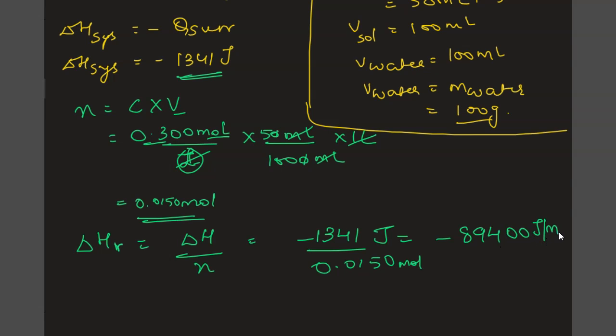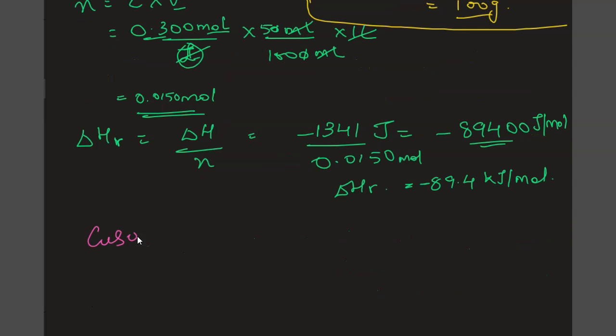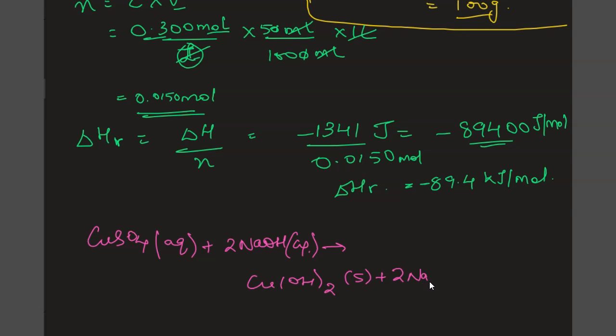89400 joules per mole. If we want to make it smaller, we can divide it by 1000 and we can get negative 89.4 kilojoules per mole. And now we can use this delta HR value to write it along with the reaction. So our final reaction is copper sulfate, and that was aqueous, plus 2 sodium hydroxide, also aqueous, gives us copper hydroxide solid plus 2 sodium sulfate aqueous plus 89.4 kilojoules. Now, because it's negative, that's the reason we are adding it on the right side.